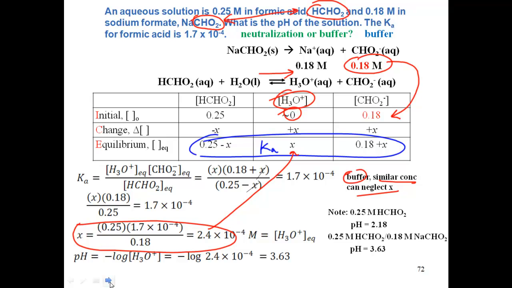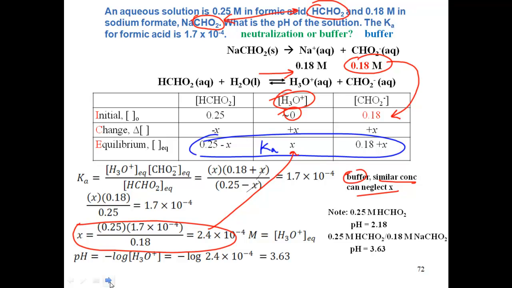Now, if we were to look at the pure acid, formic acid, 0.25 molarity, you can calculate that just like we did in the past, and you get a pH of 2.18. The buffering system, the 0.25 molarity of your formic acid and 0.18 molarity of sodium formate, gets a pH of 3.63. Notice that the pH is higher, because of the basic salt we had.